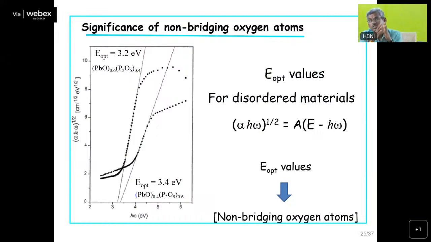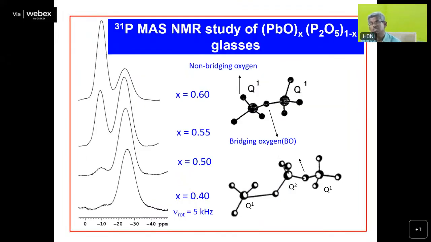So in such cases, the relative concentration of the non-bridging oxygen is an important parameter. If you have an idea about that, then you will be able to explain the observed variation in the E optical values. Once you know the E optical values, you can predict the cutoff wavelength or onset wavelength of absorption. This will be very useful for making different types of material for optical applications. This is the reason I have shown this slide, one of the applications of NMR, in which you can predict the relative concentration of bridging and non-bridging oxygen atoms. And from this, you get an idea regarding the optical gap.